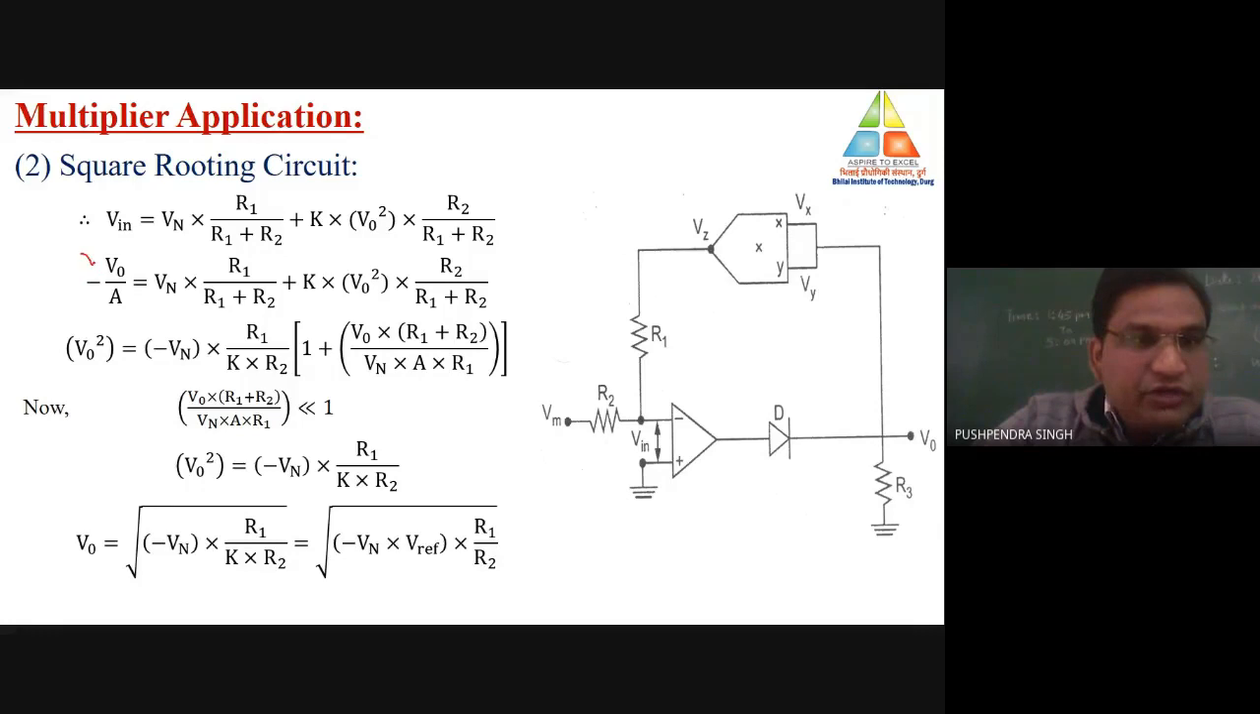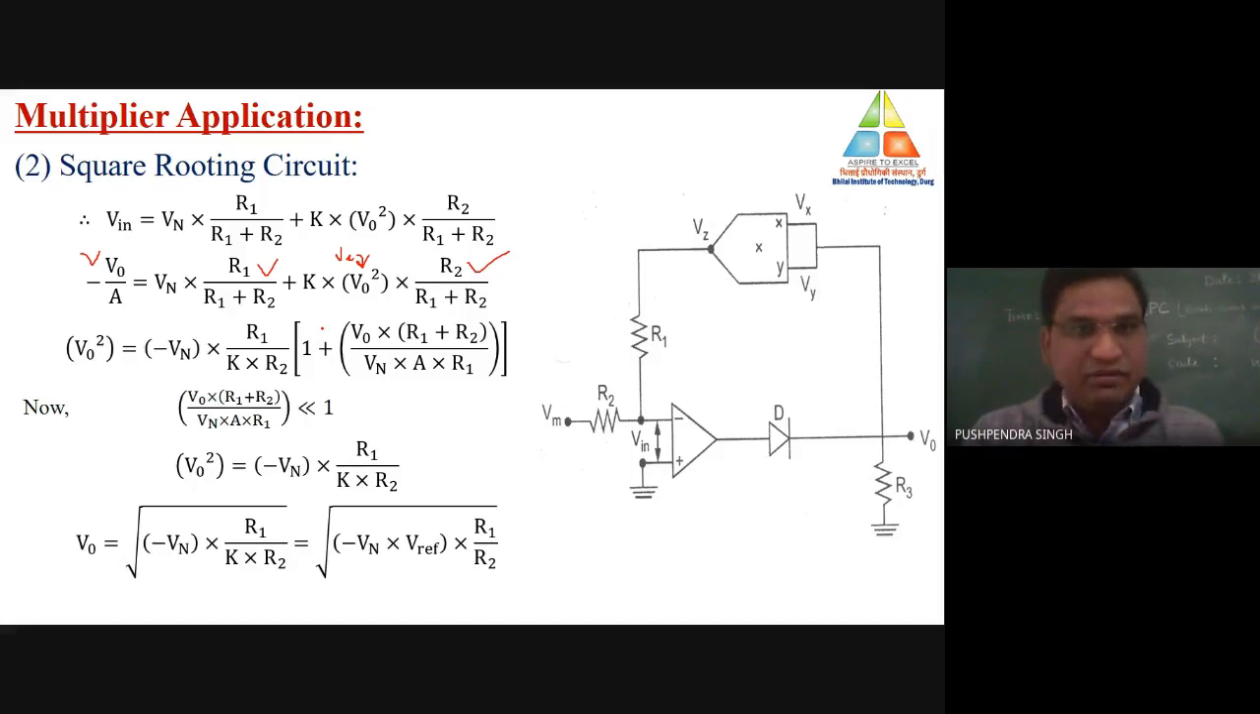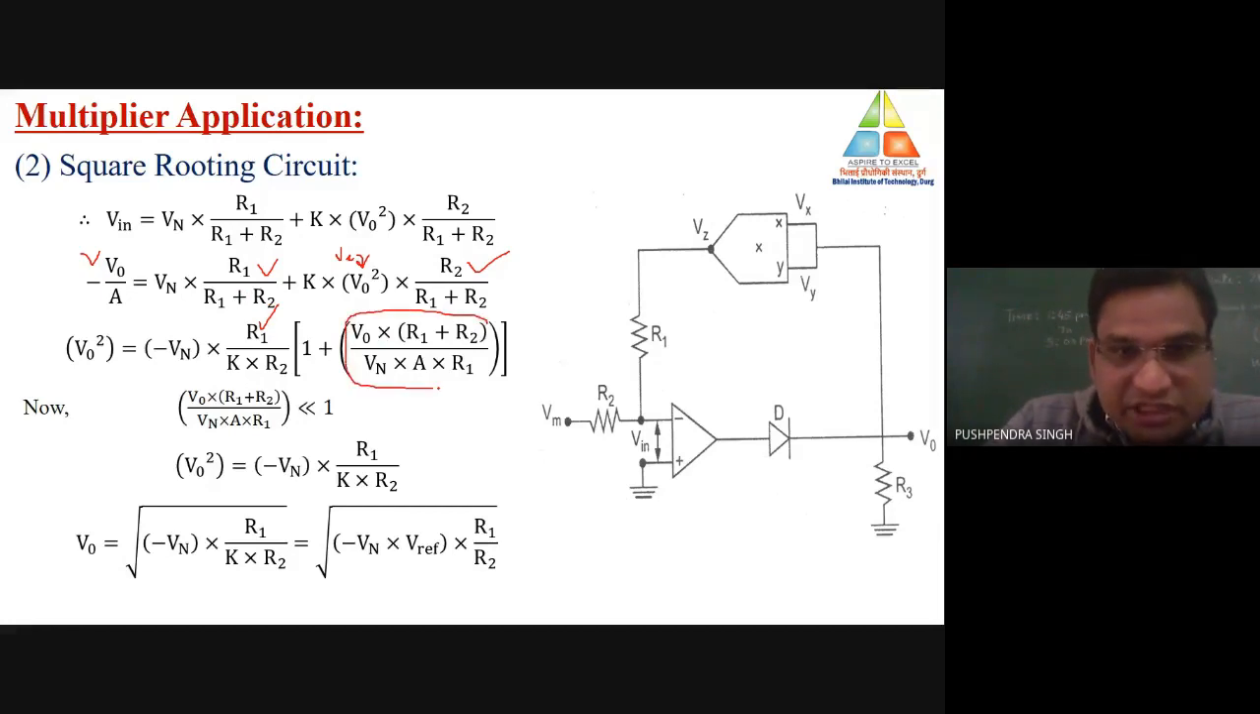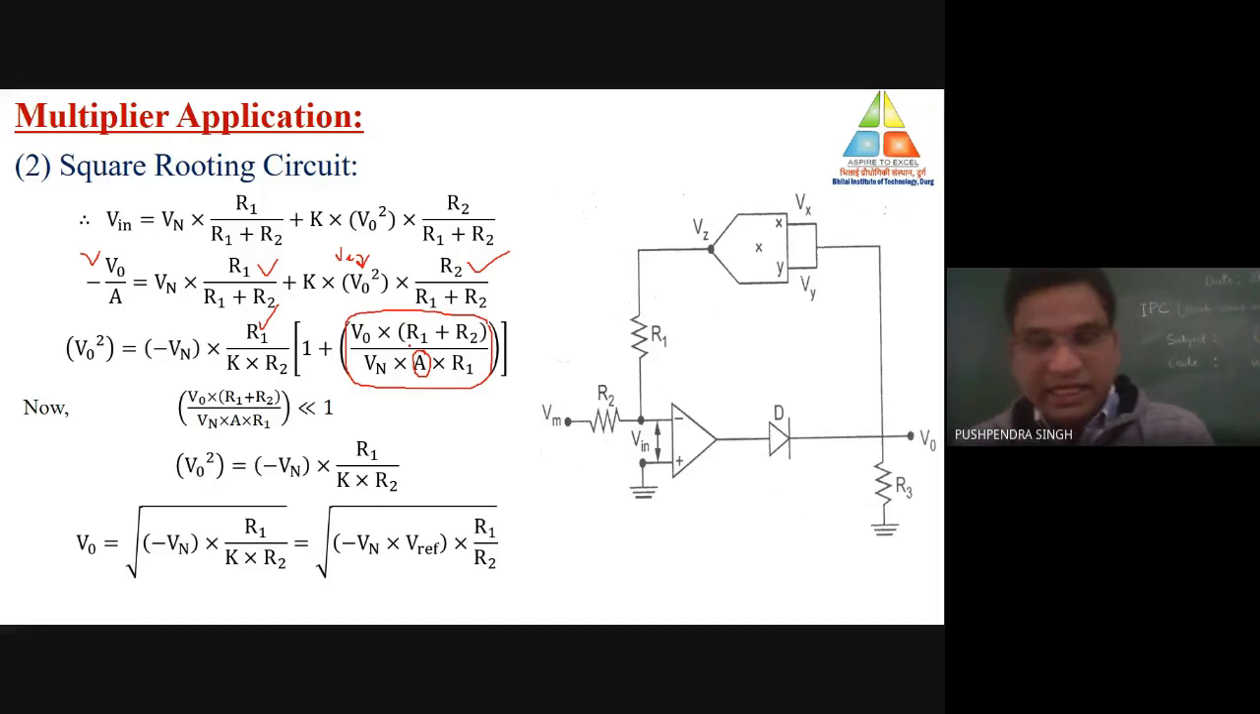So Vn is equal to V naught divided by A, Vn into R1 divided by R1 plus R2 plus, we have substituted the value of Vz. So Vz is equal to K into V naught square multiplied by R2 divided by R1 plus R2. After the simplification, or taking R1 divided by K into R2 common, you get that much of the term here. But at the denominator of this equation, the gain term A is present.